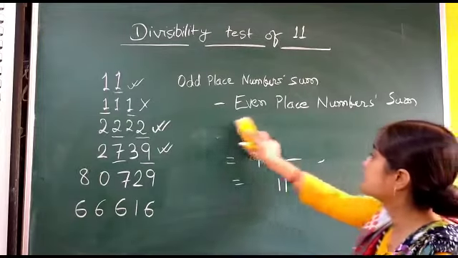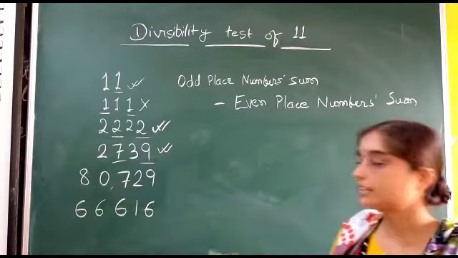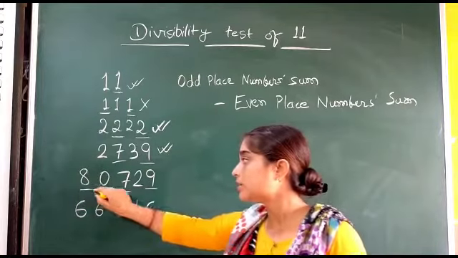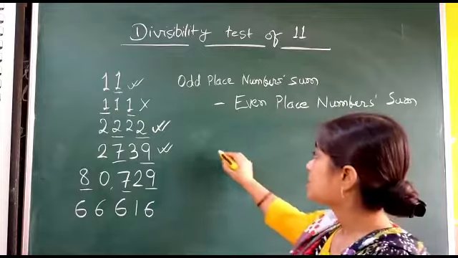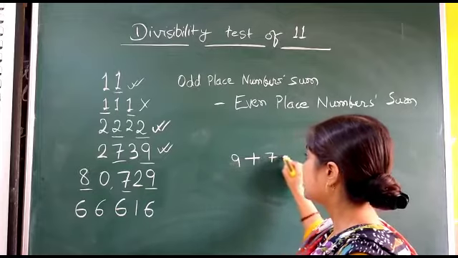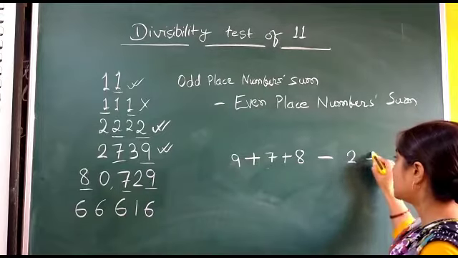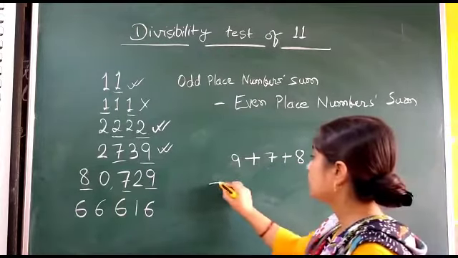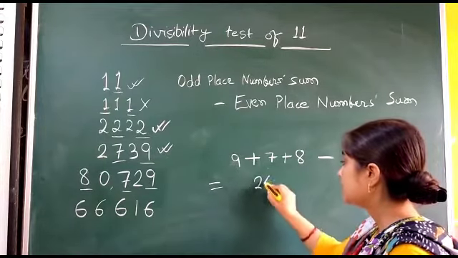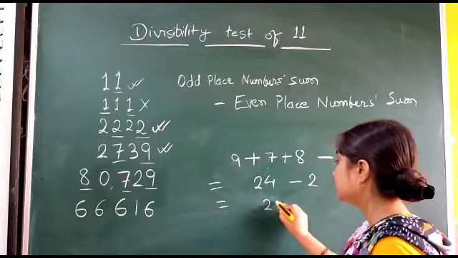Yes? Now see the next number. Next number is 80,729. First underline the first number, third number and fifth number. These are odd place numbers. Sum of odd place numbers is what? 9 plus 7 plus 8 minus 2 plus 0 is equal to what? 9 plus 8 plus 7 is 24, minus 2. This is equal to 22.